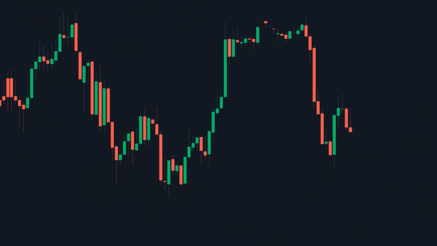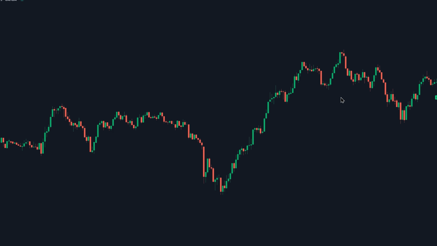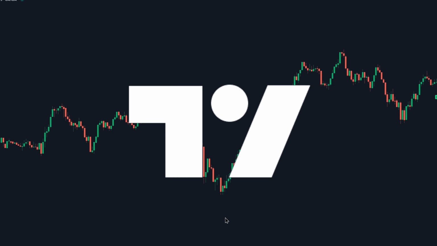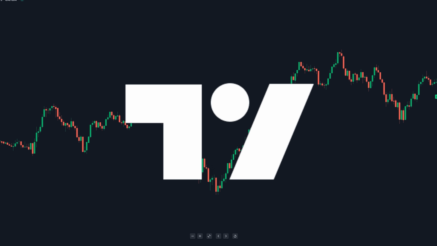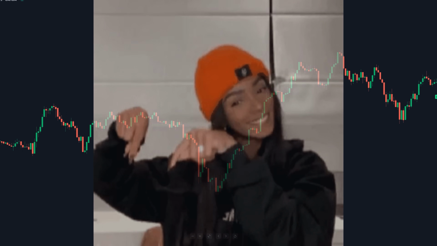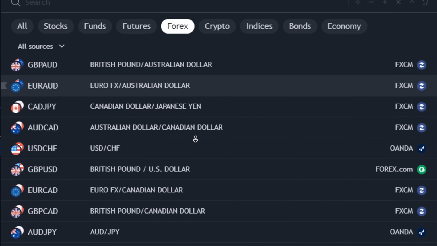Let's get into it. Now, to get started with this indicator, you want to go to TradingView, which is the trading platform that I'm going to be using. If you need to sign up, there's going to be a link in the video description for you to do that. Next, you want to load any trading security that you like in any time frame.